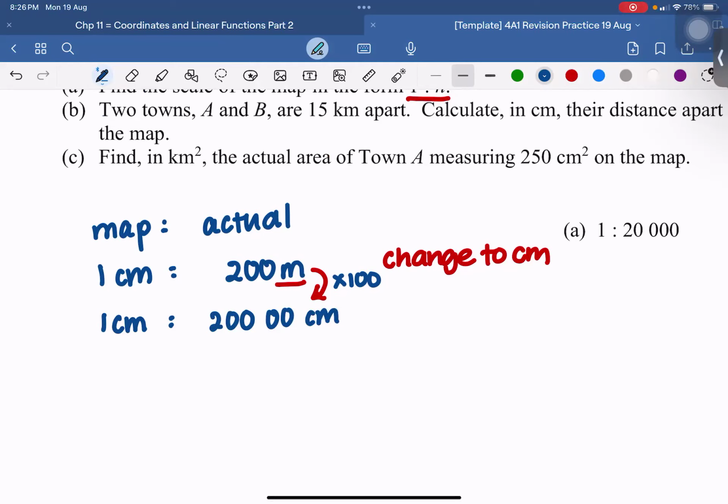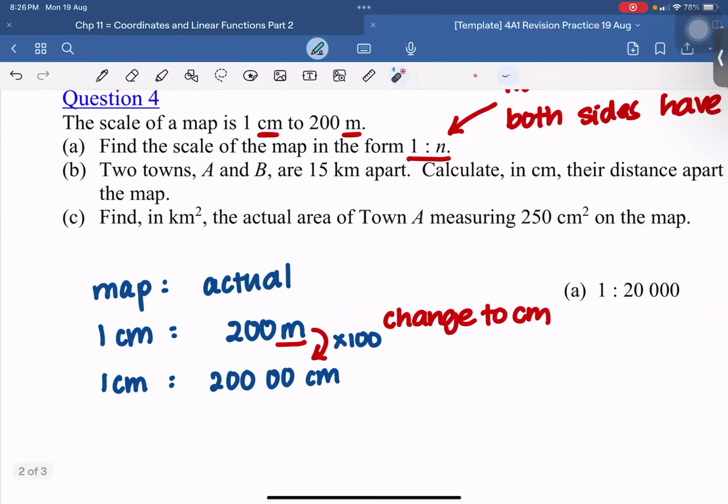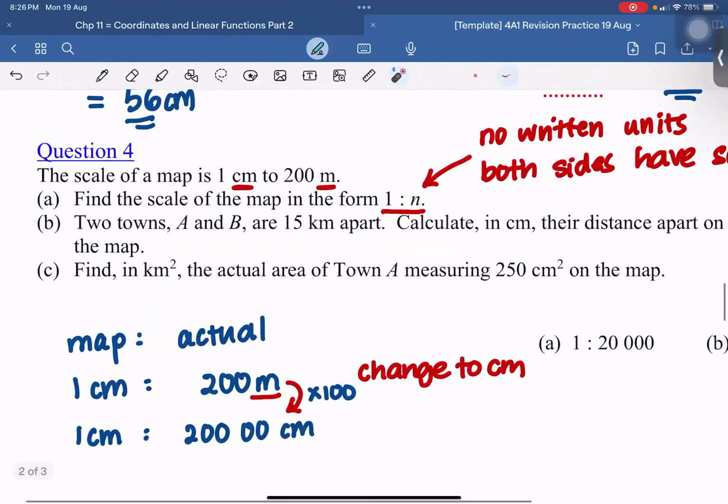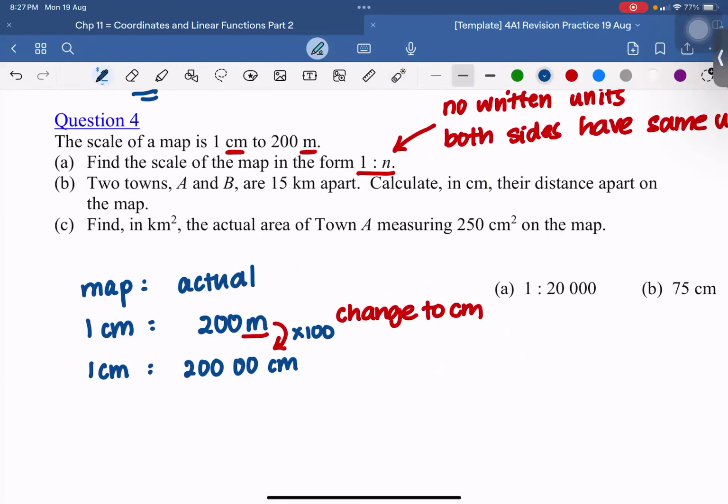Okay, the moment I have this is still not the final answer because in the proper ratio, you notice there are no units here. So in this case, my last step is to drop away the units. It'll be 1:20,000. Answer. Okay, in the form 1:n, n will usually be an integer. A ratio 1:something.